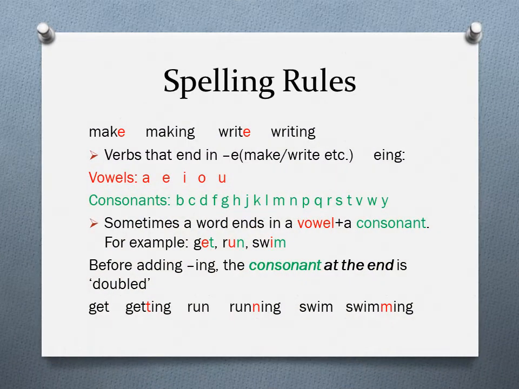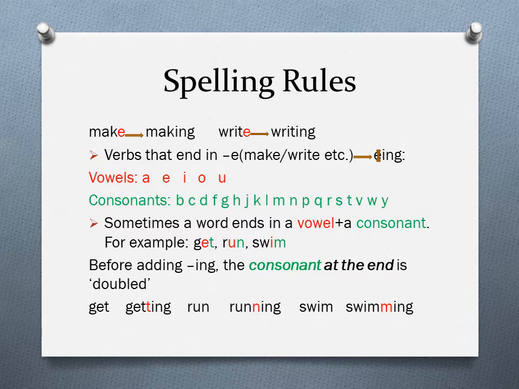Spelling rules. Rule 1. Verbs that end in E, like the verbs make, write, etc. What should you do before adding the ing? We drop the E and then we add the suffix ing. Make, making. Write, writing. So, verbs that end in E, what do you do? We drop the E before adding ing.